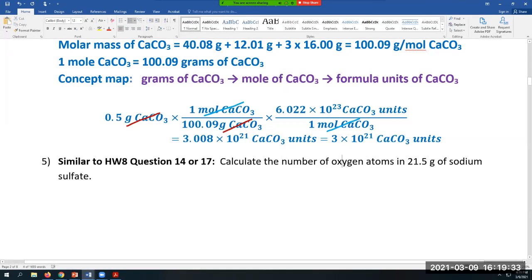And so that tells you will need to use the formula, because when you're asked about oxygen atoms out of sodium sulfate, oxygen is part of the sodium sulfate. And so you will need to use the formula to know how many oxygens you have per formula. And the starting amount is 21.5 grams of sodium sulfate. So it's grams, and we said we need to go through moles, so we will need the molar mass of sodium sulfate. So first, let's write the formula of sodium sulfate.